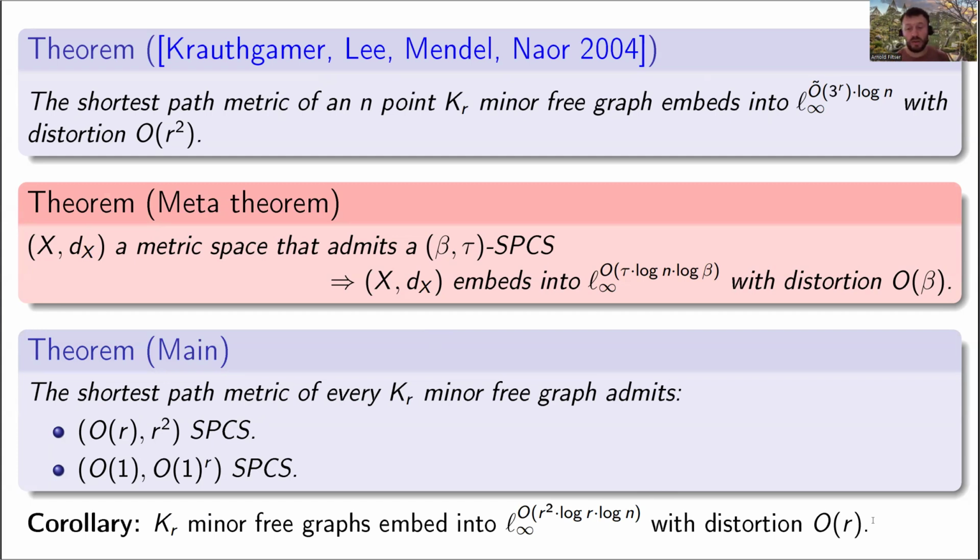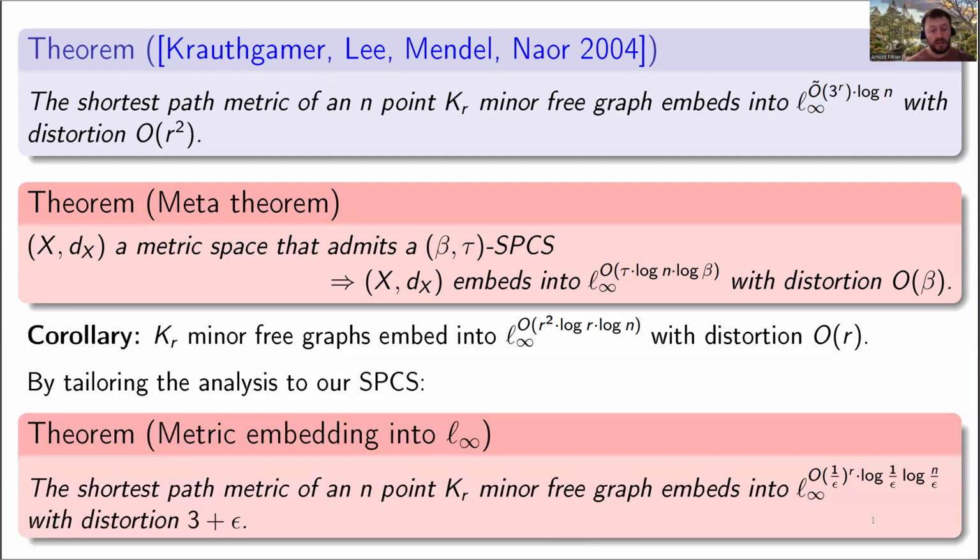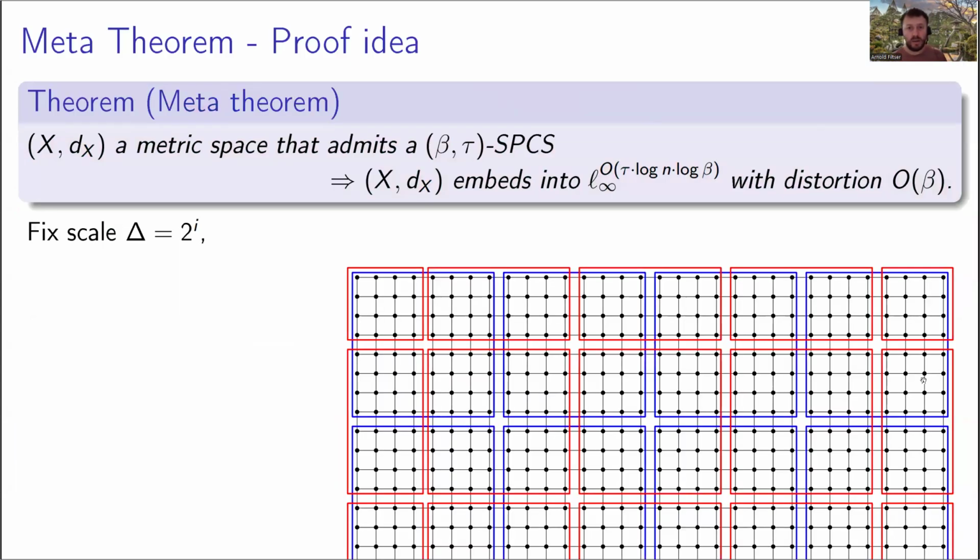And actually, if you open up the analysis and tailor it a bit, then you get, using our second result, distortion 3 plus epsilon, so arbitrarily close to 3, while getting log n dimensions times an exponent in R. So in the rest of the talk, I would like to tell you a bit about this meta theorem and about how we construct the sparse covers. So let's start with the meta theorem.